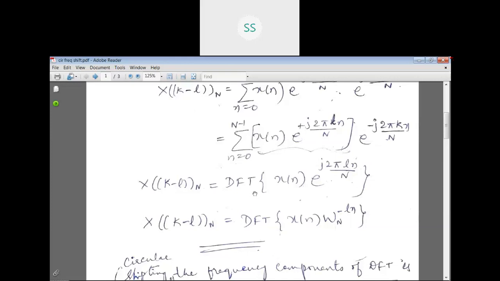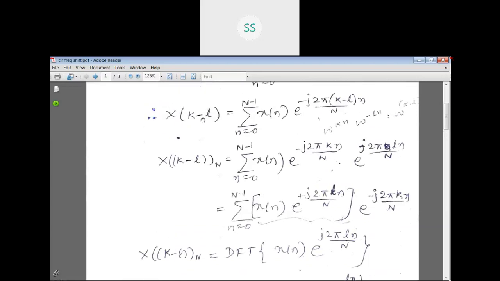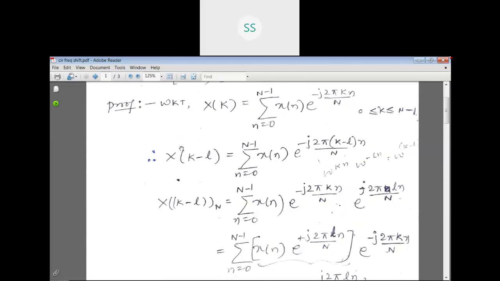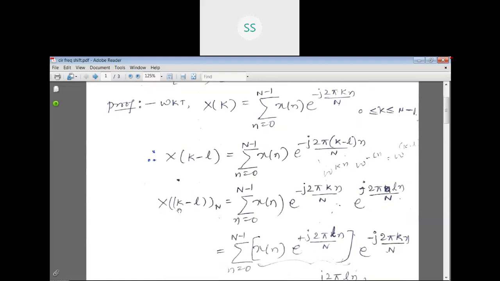Now on the LHS side, you just observe what I have. I am mentioning the circular shift, X of (k minus l) modulo N. So this is nothing but the DFT of x of n. Why have two brackets come here? Because initially I started with X of k minus l only, but later on I am writing k minus l modulo N.